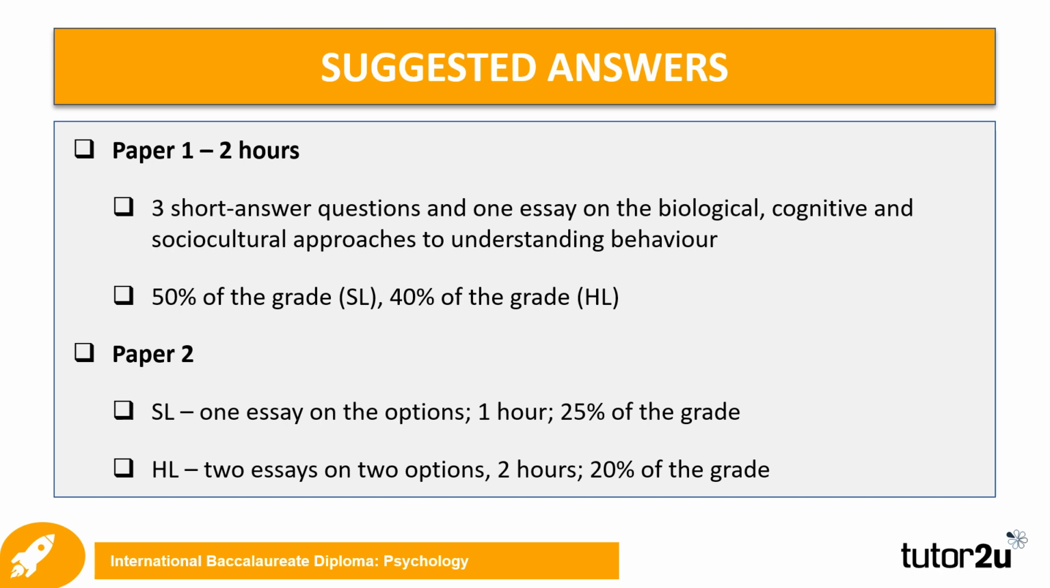For standard level students, paper 2 involves writing 1 essay on the options. It lasts 1 hour and is worth 25% of the grade. For higher level students, paper 2 involves writing 2 essays on 2 options. It lasts 2 hours and is worth 20% of the grade.